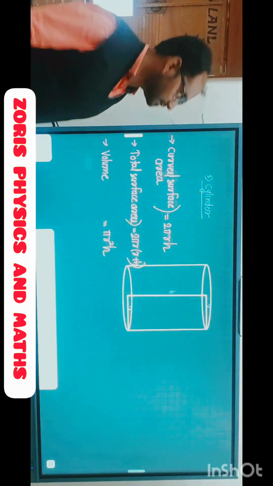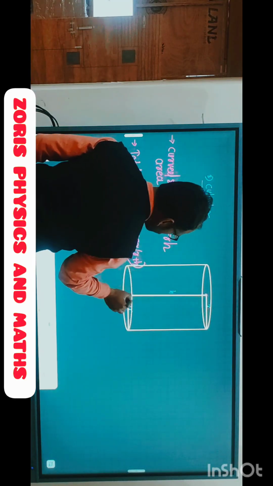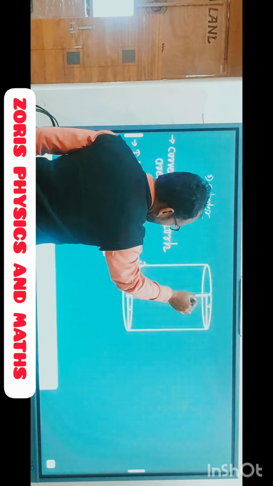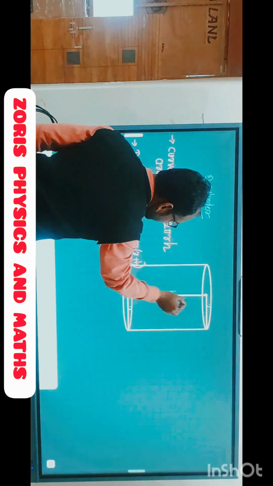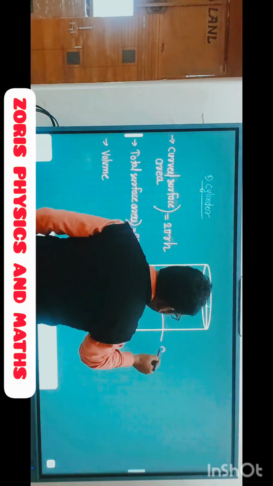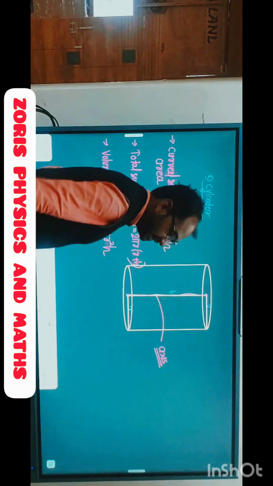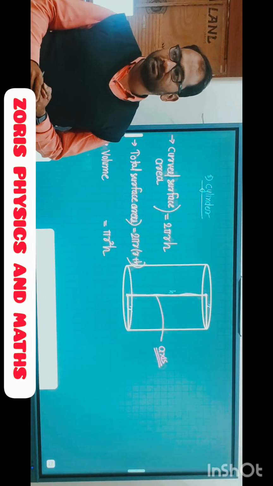One more thing you have to remember. The center-to-center distance of these two circular faces is called the axis of cylinder. What do we call it? The axis of cylinder.